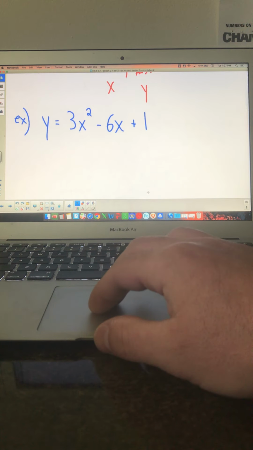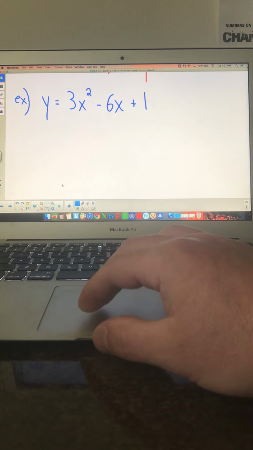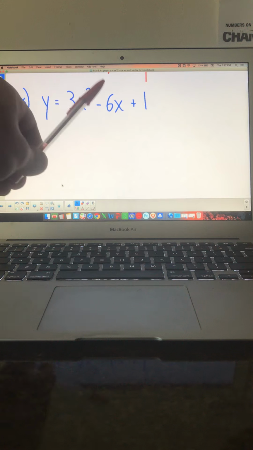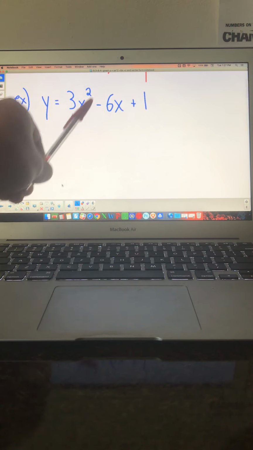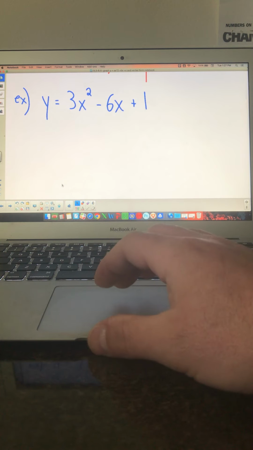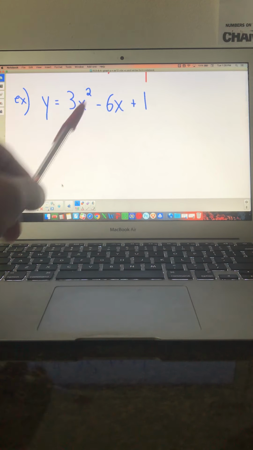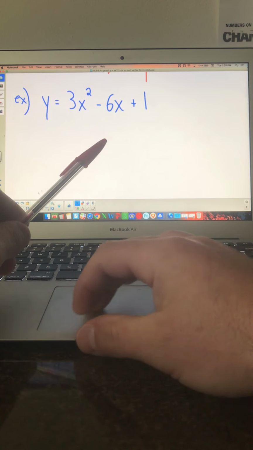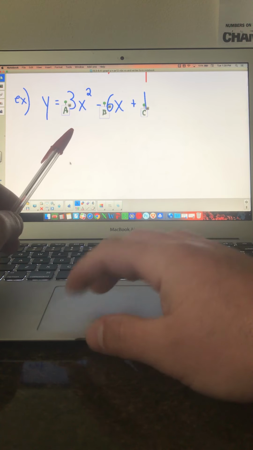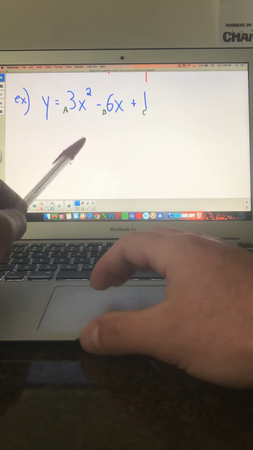So let's say we got this here. All right. If we go to graph it, here we go. I have a B in there now. We got to find the axis of symmetry. So when you see this in there, that trigger needs to go off. I need the axis of symmetry when we graph. So what's A, B, and C? A is 3. B is -6. C is 1.